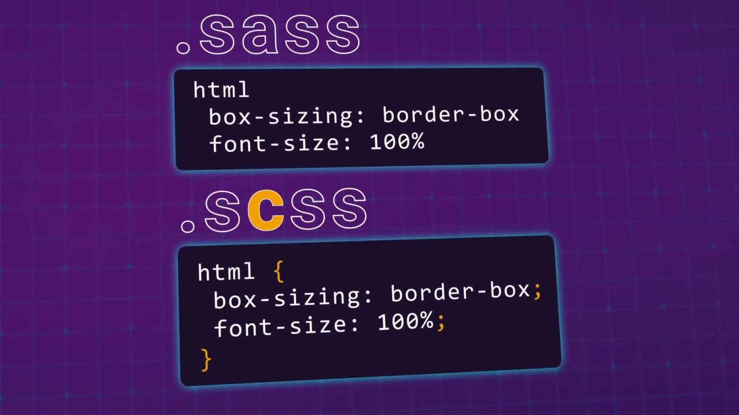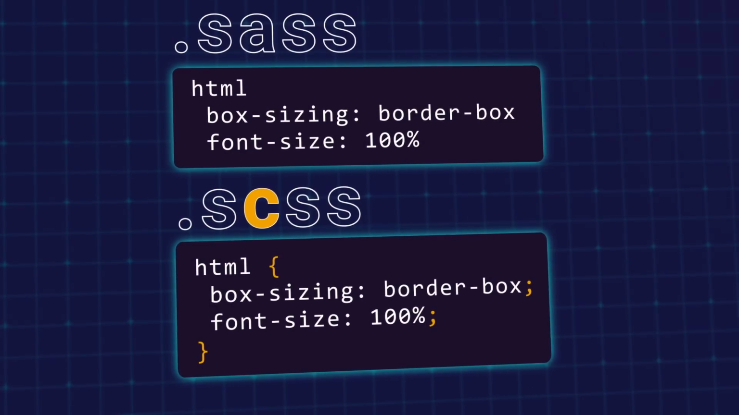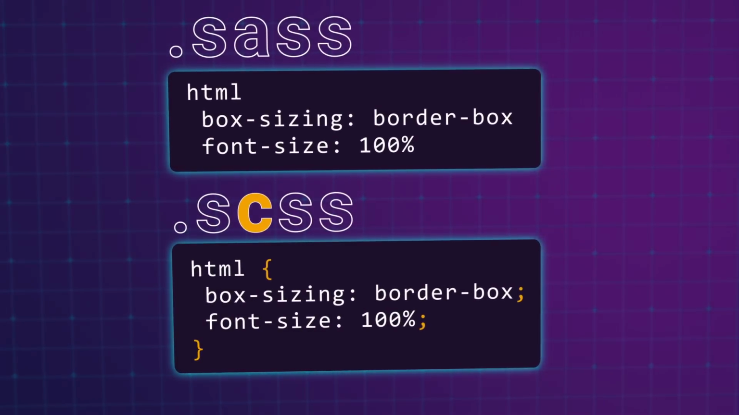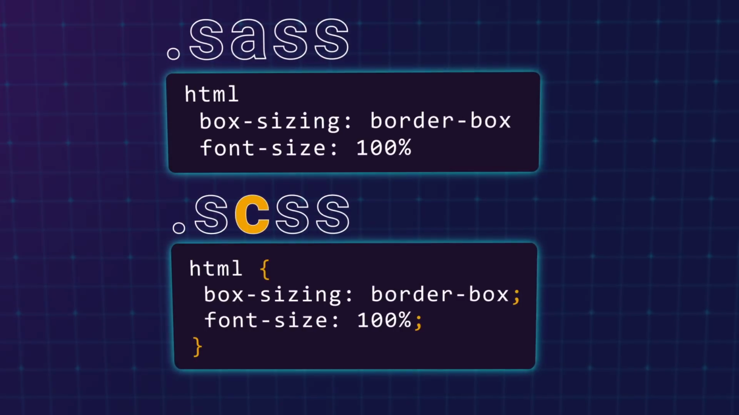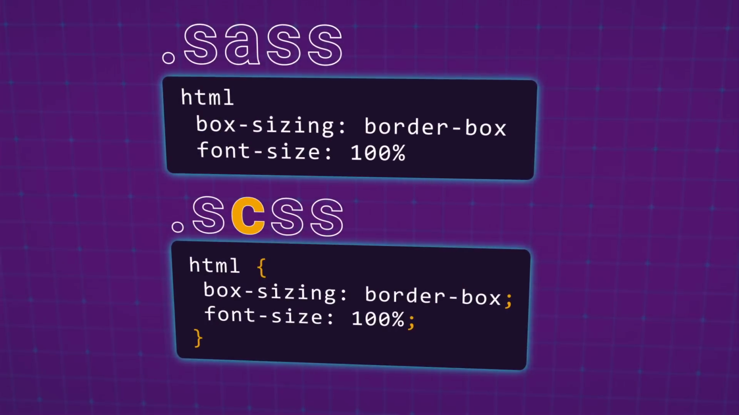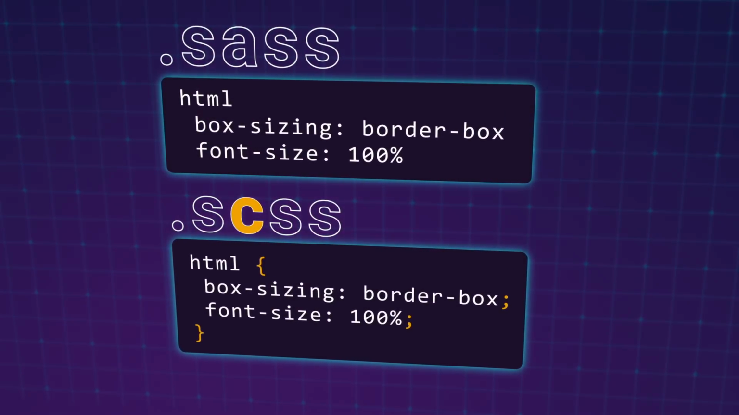On the other hand, SCSS is more popular and what we'll be using in this course. It is much more similar to pure CSS, and an added benefit is that you can copy and paste pure CSS into your SCSS files with no problem. These files have the extension .scss.